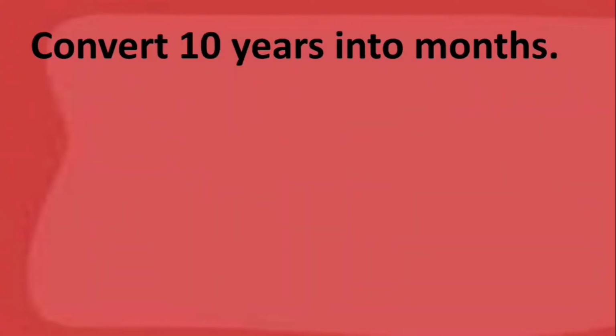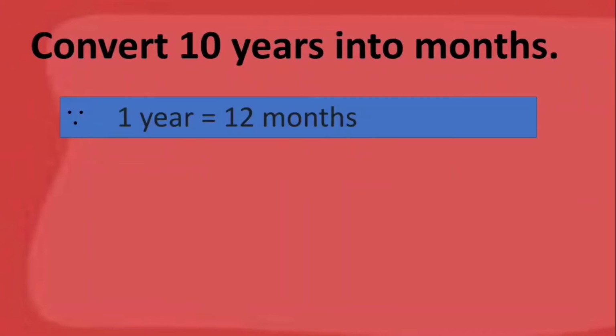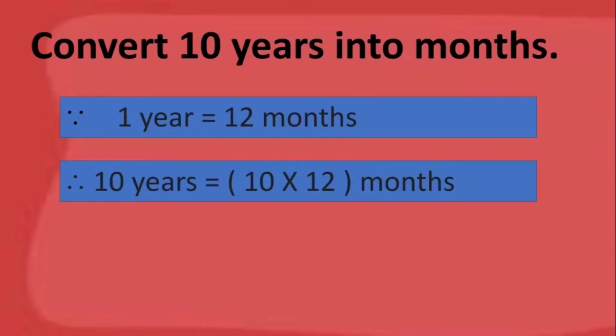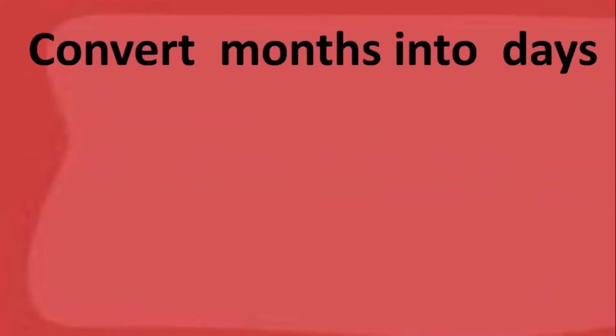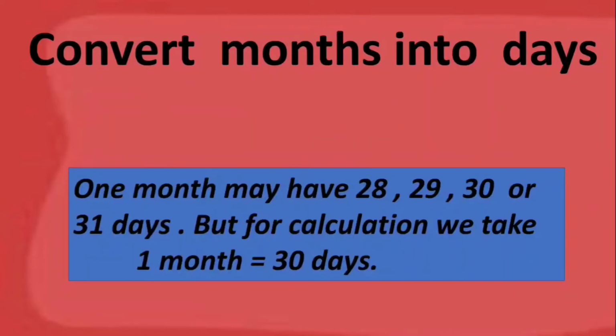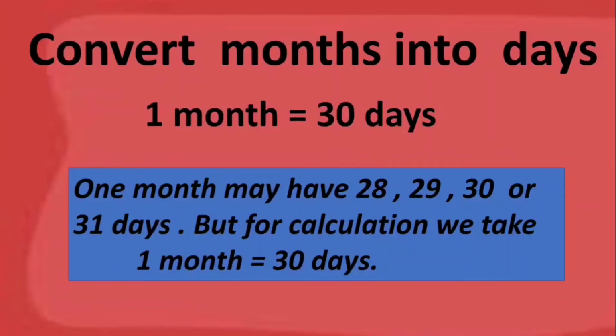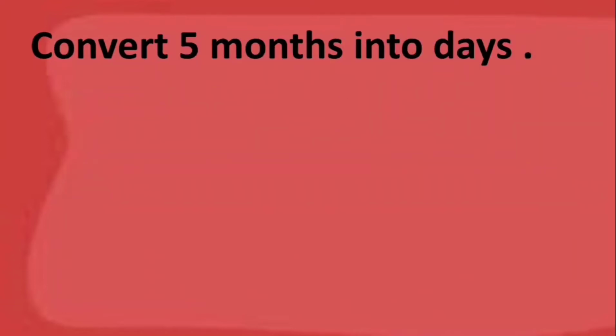Now let us convert 10 years into months. For that we will write since 1 year equals to 12 months, therefore 10 years equals to 10 into 12 months, that is 120 months in 10 years. Now let us learn how we can convert months into days. Dear students, 1 month may have 28, 29 days in a leap year, 30 days or 31 days. But for calculation, we take 30 days for a month. It means we will write it as 1 month equals to 30 days.